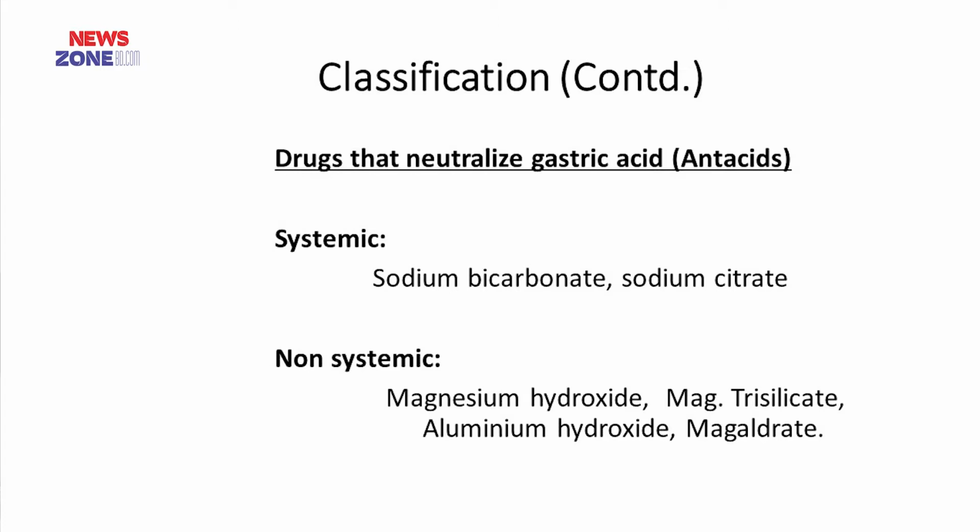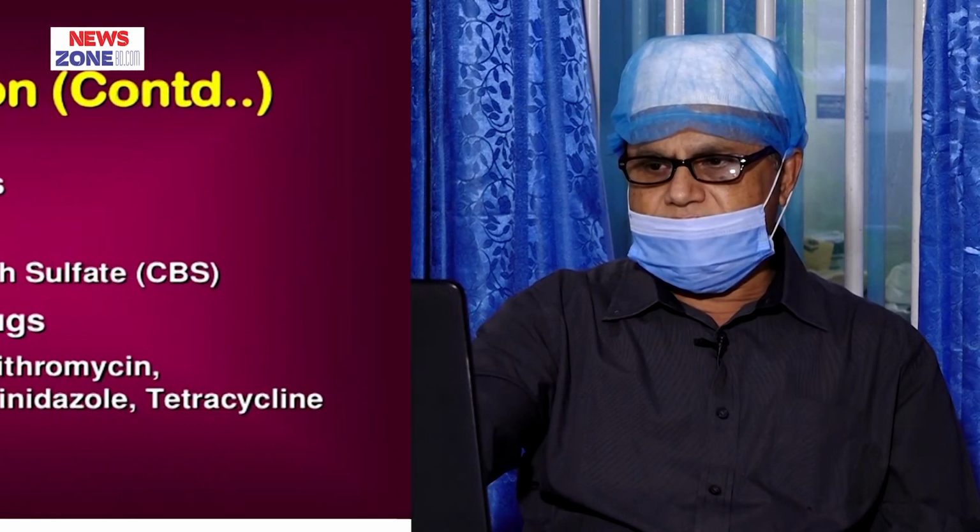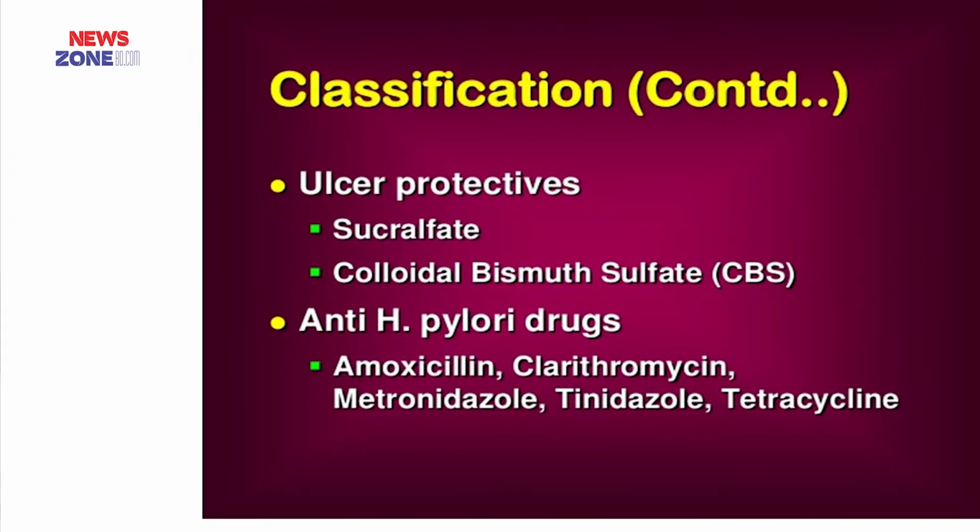Drugs that neutralize gastric acid, that is acid neutralizers: systemic and non-systemic antacids. Systemic antacids are sodium bicarbonate, sodium citrate. Non-systemic antacids are magnesium hydroxide, magnesium trisilicate, aluminum hydroxide, magaldrate. Ulcer protectives: sucralfate, colloidal bismuth sulfate. Here misoprostol is also an ulcer protective. It is a mucoprotector and also inhibits hydrochloric acid secretion.